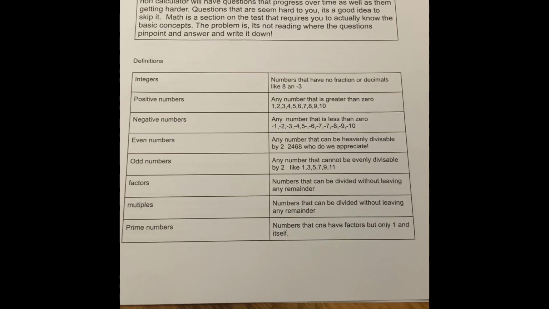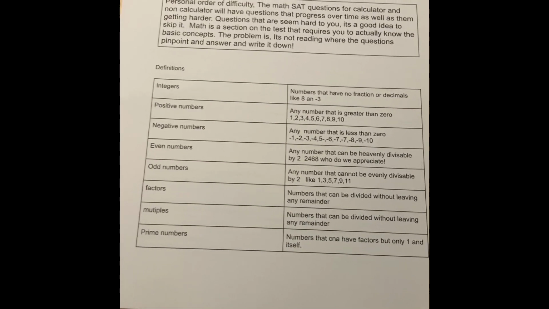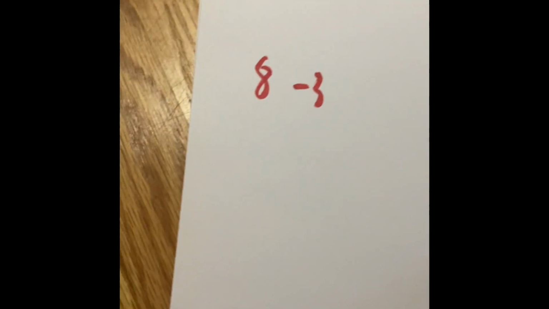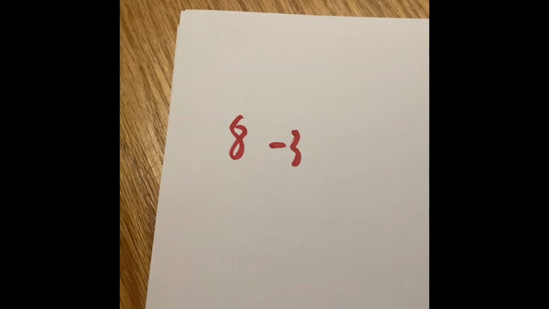Integer: numbers that have no fractions or decimals. Just like we have the numbers 8 and -3. These are integers because they're whole numbers, not ones with fractions or decimals.